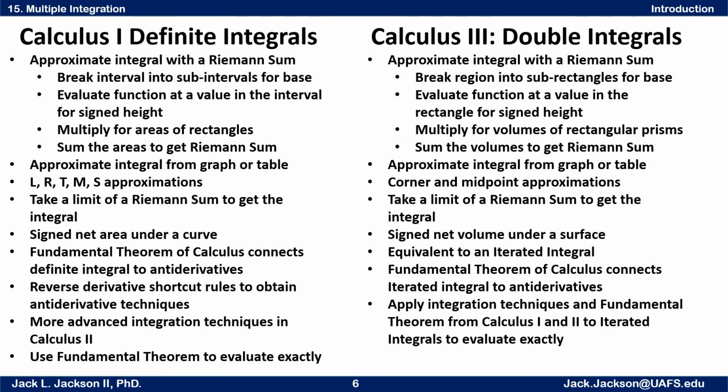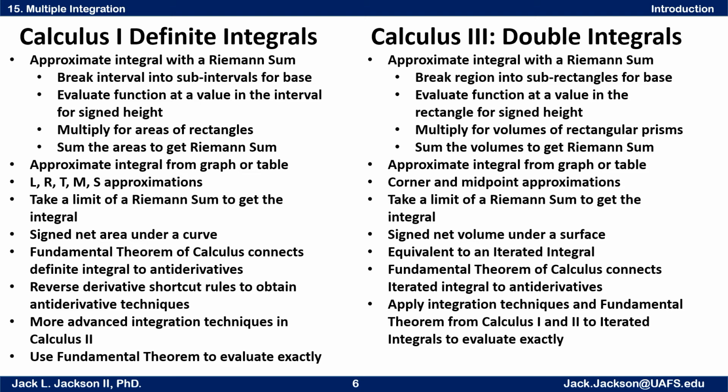So here's a side-by-side look. On the left we have Cal 1, on the right we have Cal 3. Definite integrals of a single variable on the left, double integrals on the right. Just a quick overview, approximating integrals with the Riemann sum on the left: we break the interval into subintervals for the base, evaluate the function at some value in that interval for a signed height, multiply those two things to get an area of a rectangle, or at least a signed area, and sum these areas to get what we call a Riemann sum.